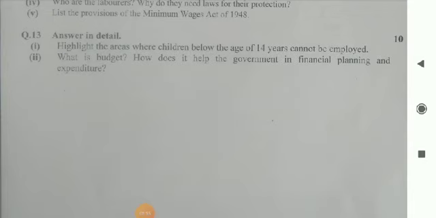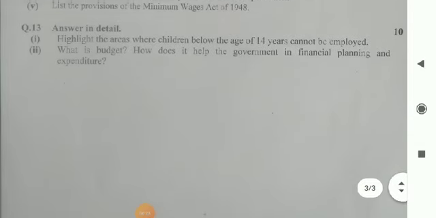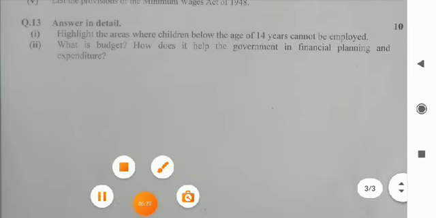Question number 2, what is a budget? How does it help the government in financial planning and expenditure? About the budget you have to write down: where it is passed, and how it plans the government's financial planning and expenditures. These are the questions of this subject.